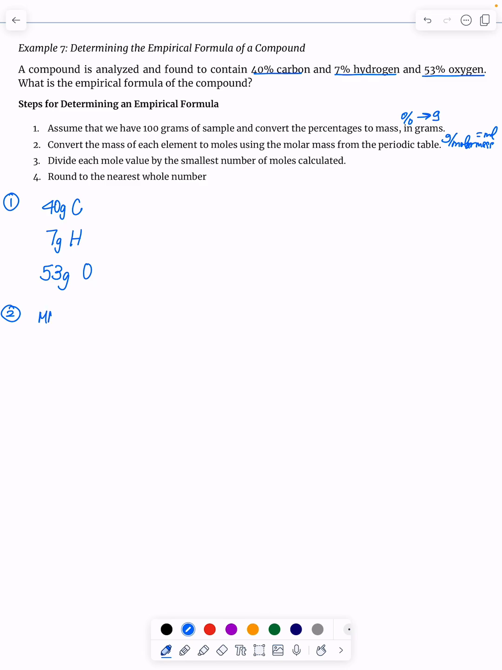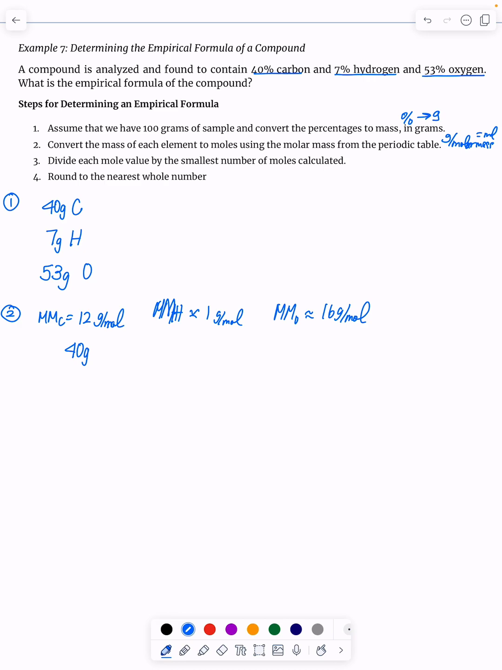Well, the molar mass of carbon is about 12 grams per mole. The molar mass of hydrogen is about 1 gram per mole. And the molar mass of oxygen is about 16 grams per mole. So grams divided by molar mass is going to give me moles.